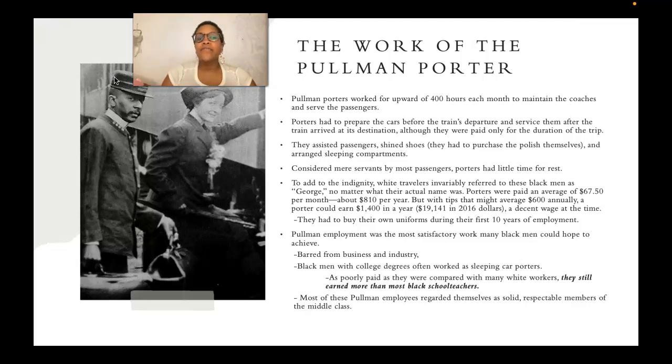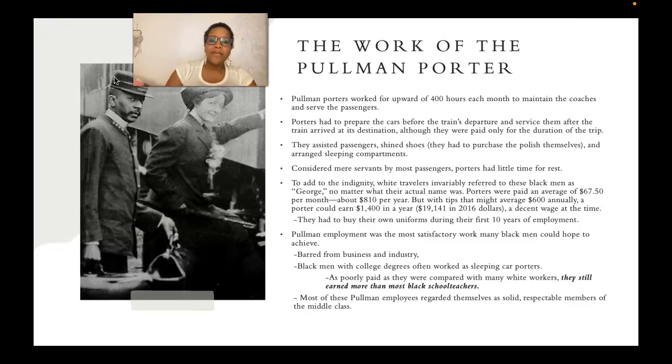Porters were paid an average of $67.50 per month, which led to about $810 per year, but with tips might average to about $600 annually, therefore could earn about $1,400 in a year, which is about $19,000 or so in 2016, which was a decent wage at the time. And I know you guys are like, $19,000 was a decent wage. It was if you were black. And so they had to buy their own uniforms during their first 10 years of employment as well.